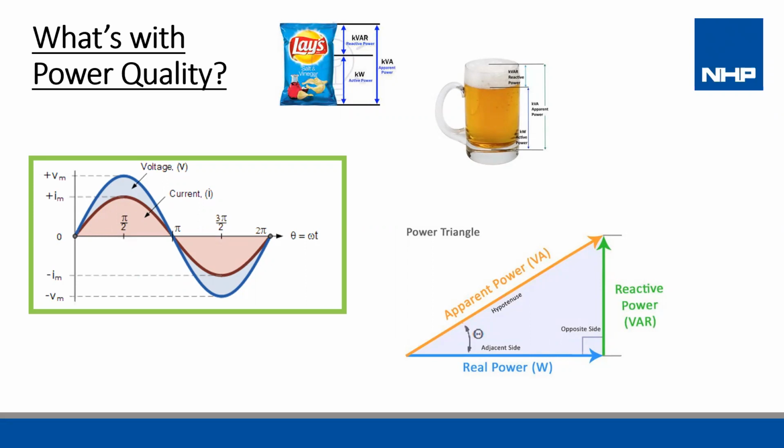And then we have apparent power, also called total power. Simply, it is a combination of active and reactive power. Apparent power is measured in volt amperes, VA or kVA.